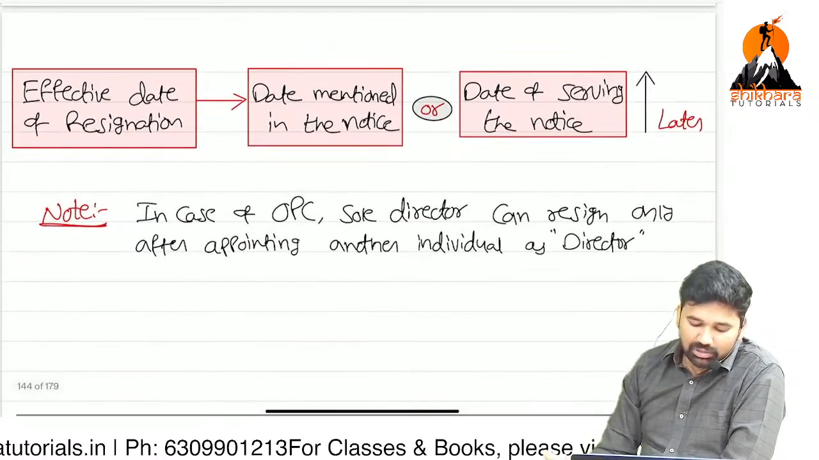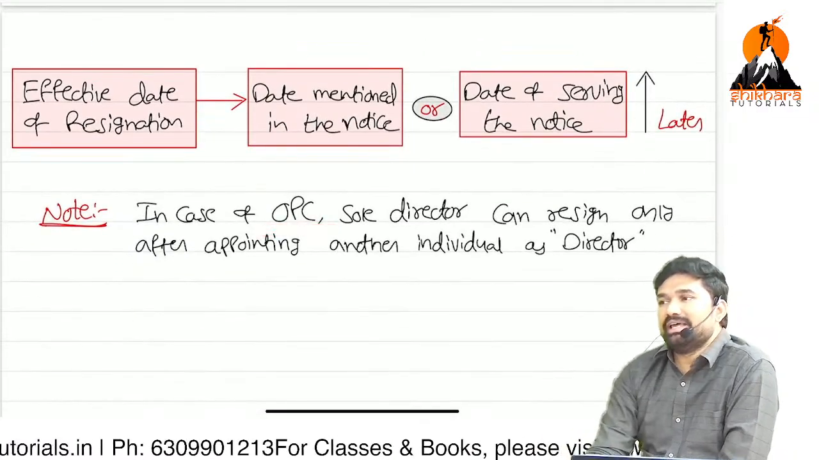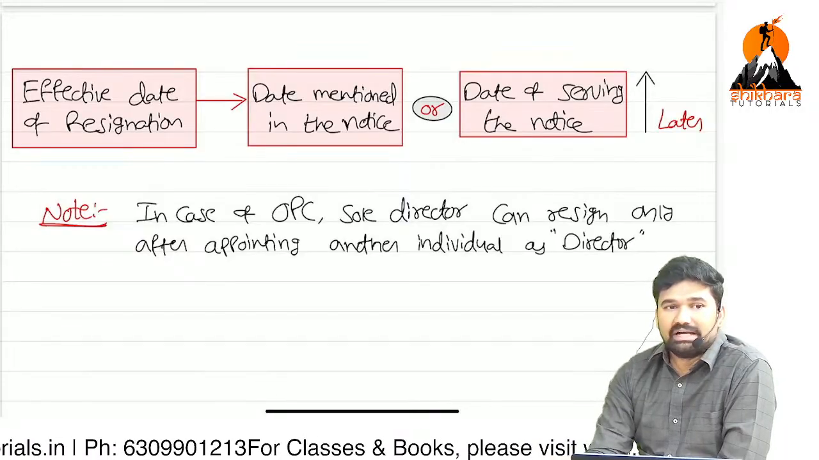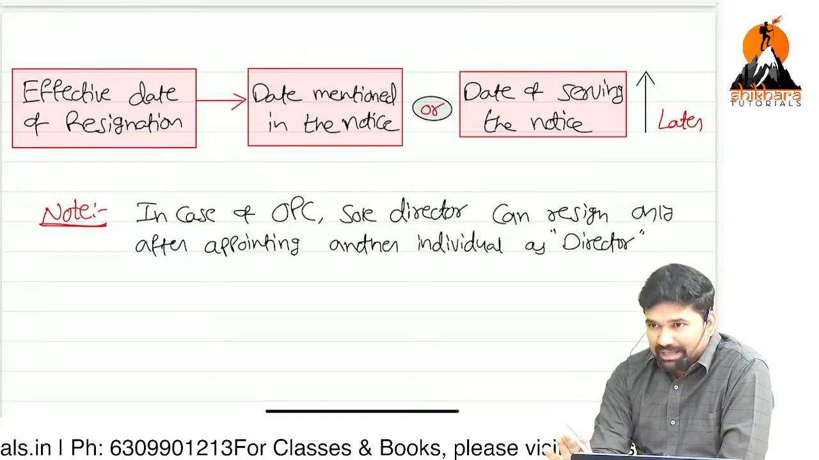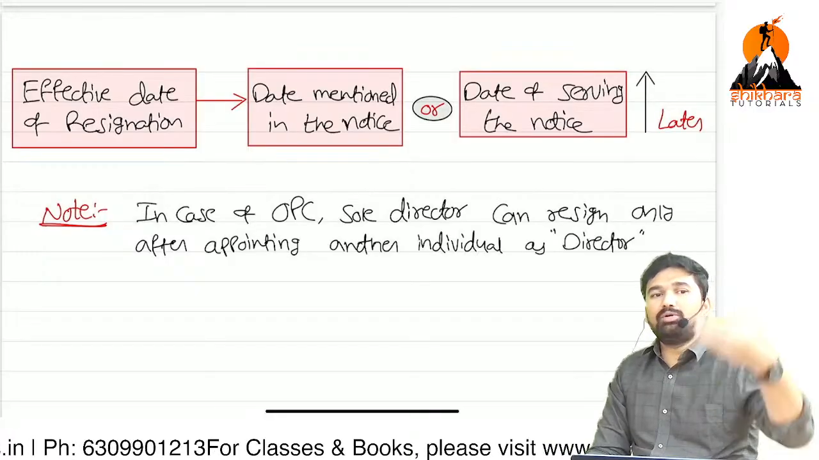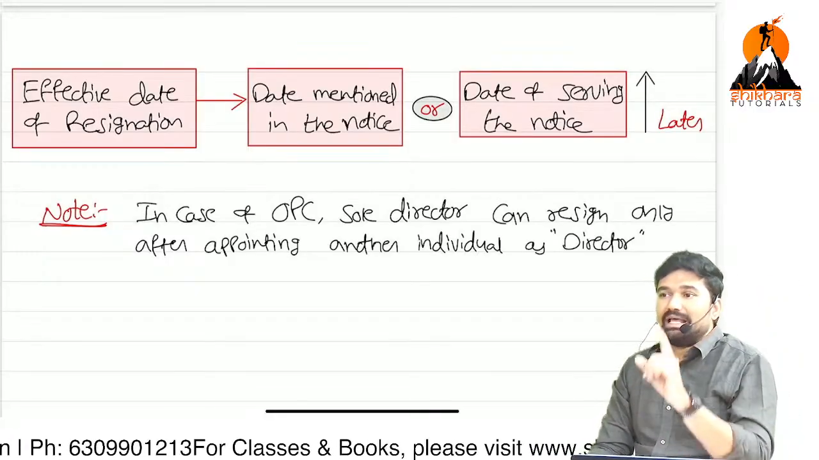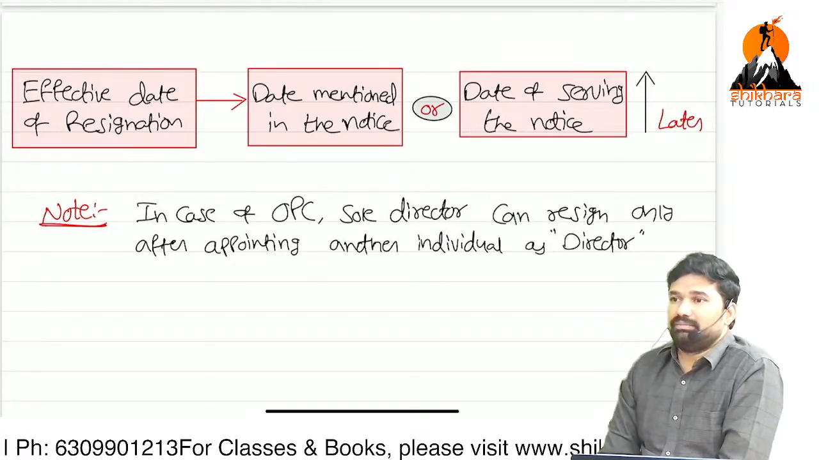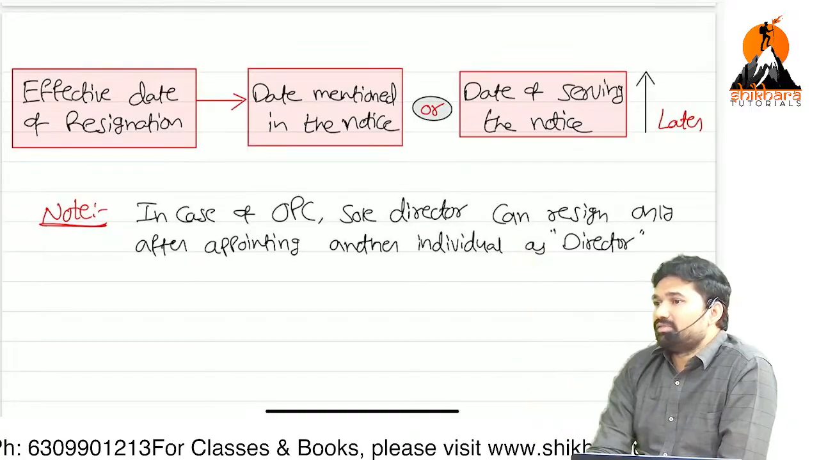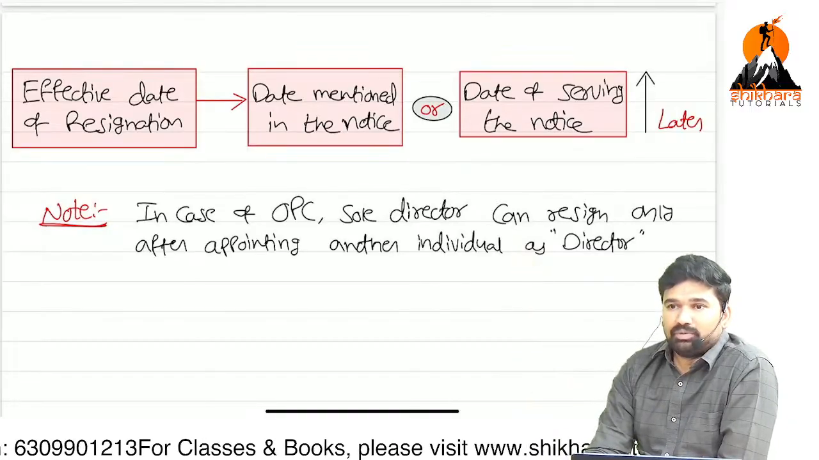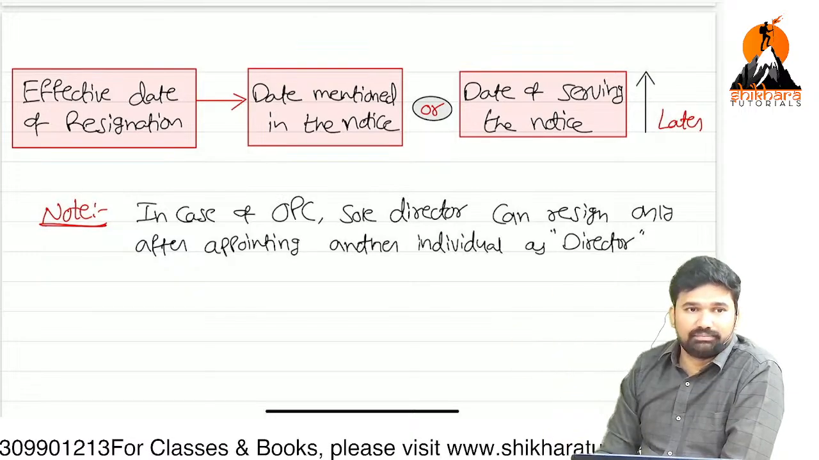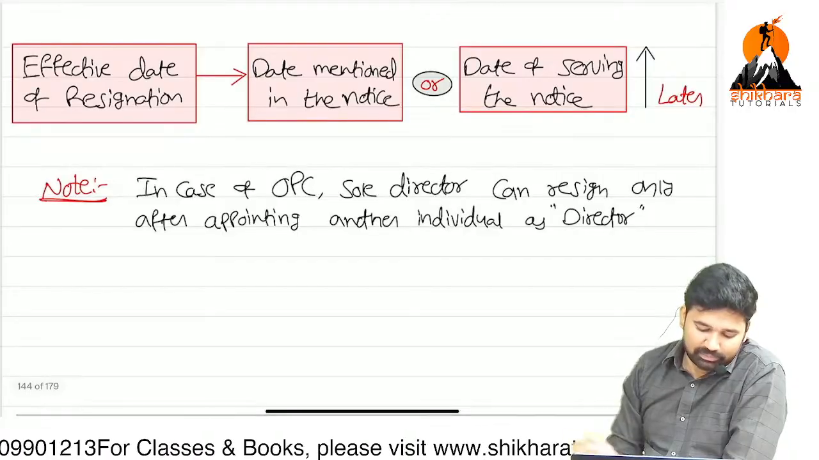Okay. Note, in case of OPC, how many directors will be there in OPC? Only one director. Then how will one director resign? That is why if you wish to take a resignation from OPC, first of all, you have to appoint another person as director in your place. Then after, you can take exit from the company. You can't simply take exit without appointing anybody in the place of your directorship. You have to appoint someone. Then only you can take exit from OPC. Clear? That is why the point is mentioned like this.